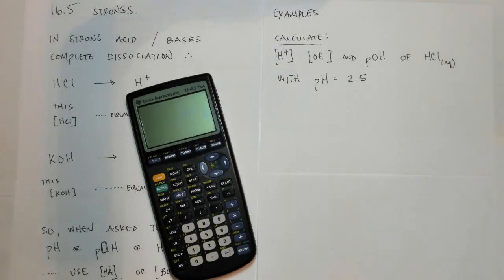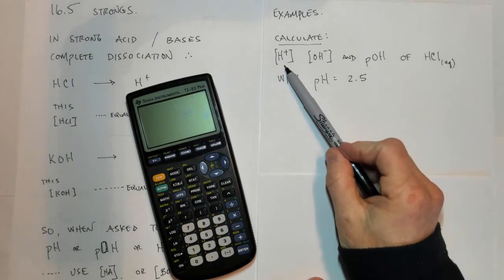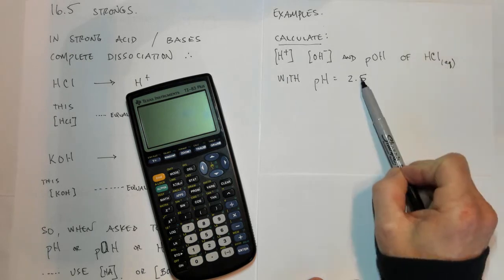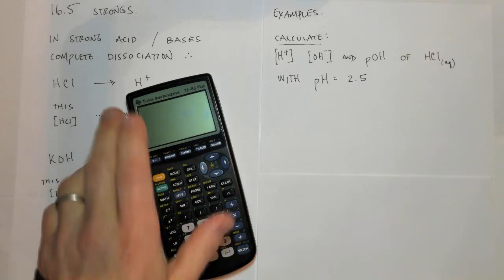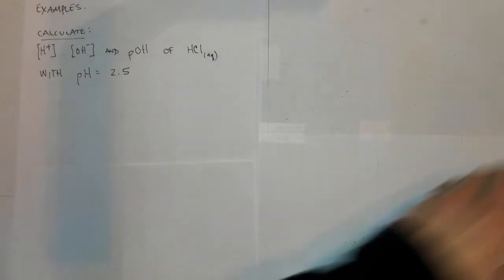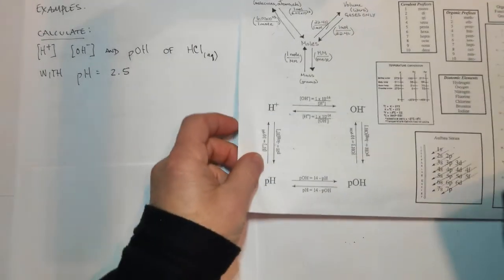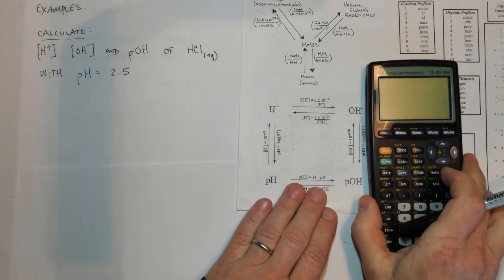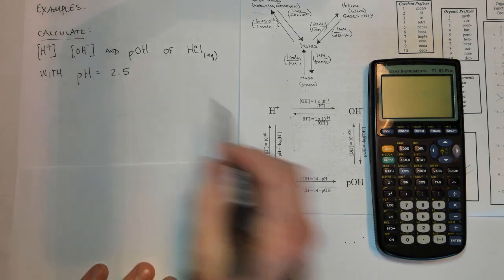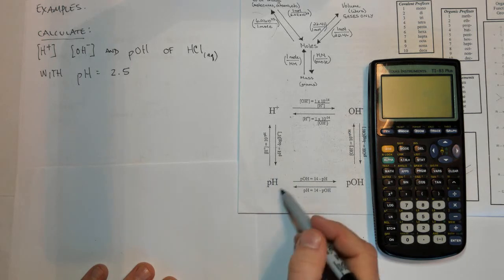First of all, example problem number 1 says calculate the H plus, the OH minus, and the pOH of HCl that has a pH of 2.5. I'm going to move this paper over, and then I'm going to put the pH square right out over here. I'm going to hold my calculator handy right here so you can see how I do the calculations. So first thing is to note where you are on the pH square, right here.